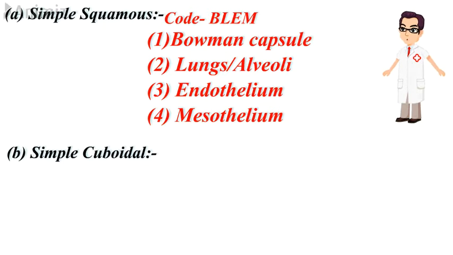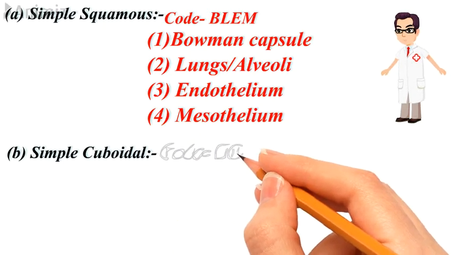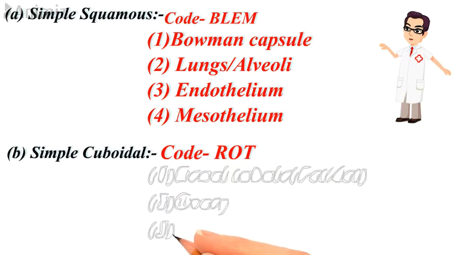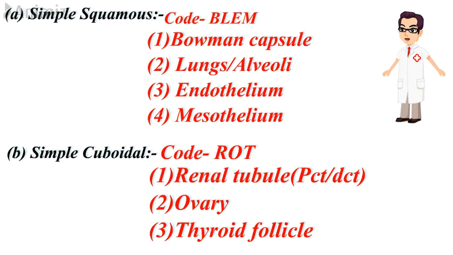Now the second is simple cuboidal. For simple cuboidal, the mnemonic is ROT. R stands for renal tubule, which includes PCT, DCT, O stands for ovary, and T stands for thyroid follicle.